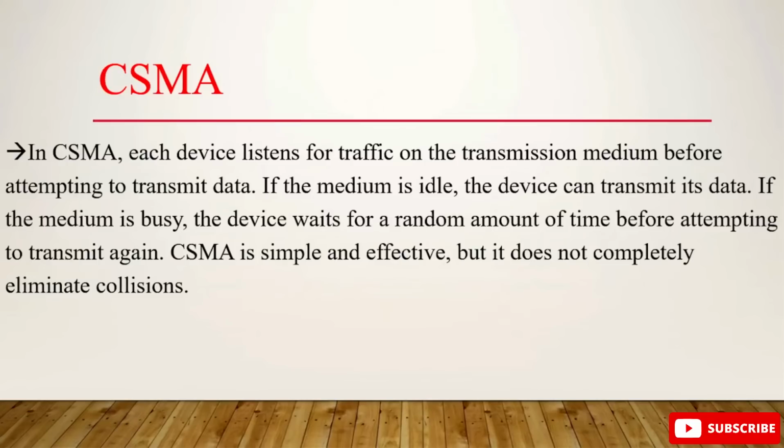So the first one is CSMA, carrier sense multiple access. In CSMA, each device listens for traffic on the transmission medium before attempting to transmit data. If the medium is idle, the device can transmit its data. If the medium is busy, the device waits for a random amount of time before attempting to transmit again. CSMA is simple and effective, but it does not completely eliminate collisions.